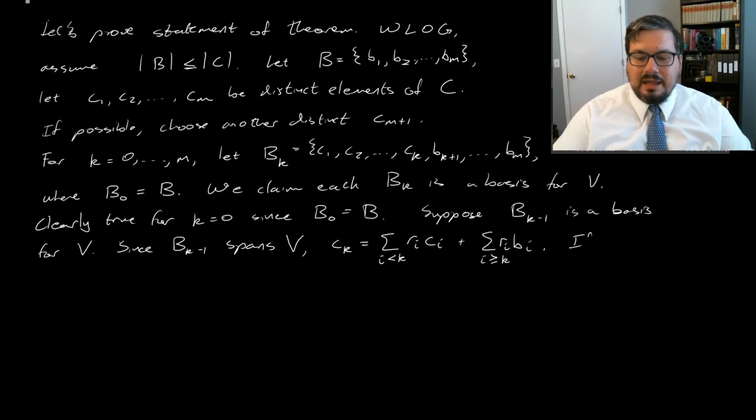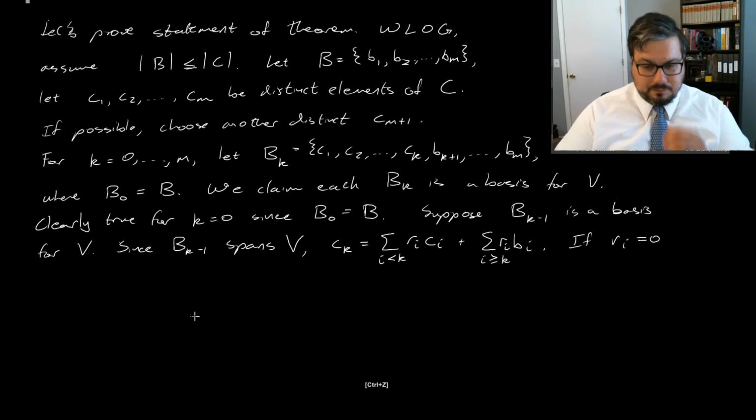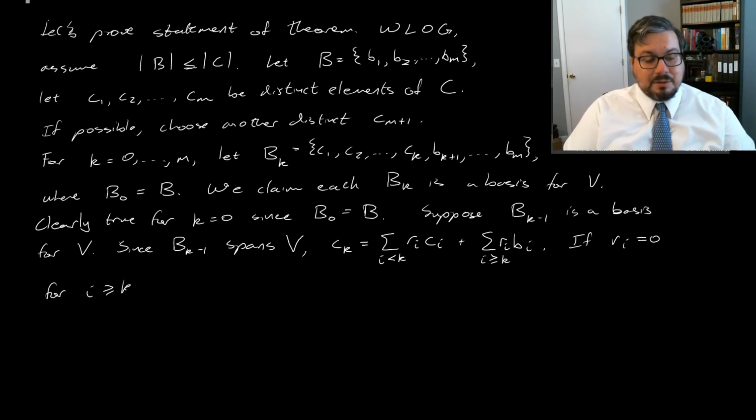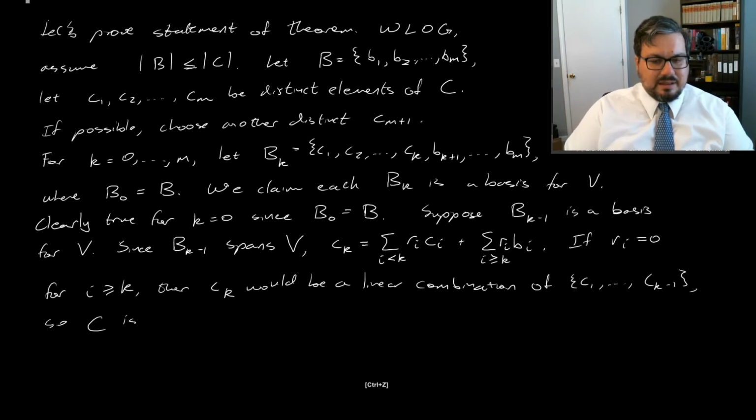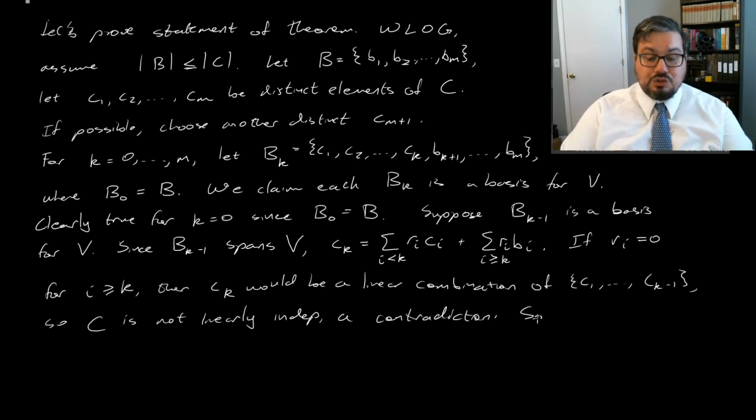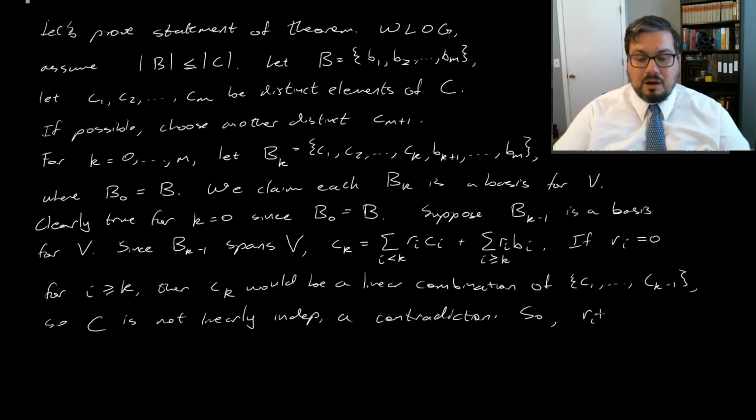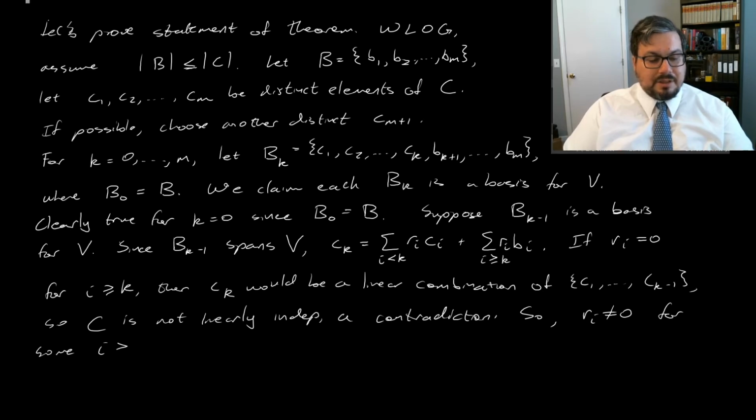Now, if Ri were equal to 0 for all i greater than or equal to k, then Ck would be a linear combination of the set C1 through C(k-1). So the set C is not linearly independent. A contradiction. So that means that Ri has to not be equal to 0 for some i greater than or equal to k.